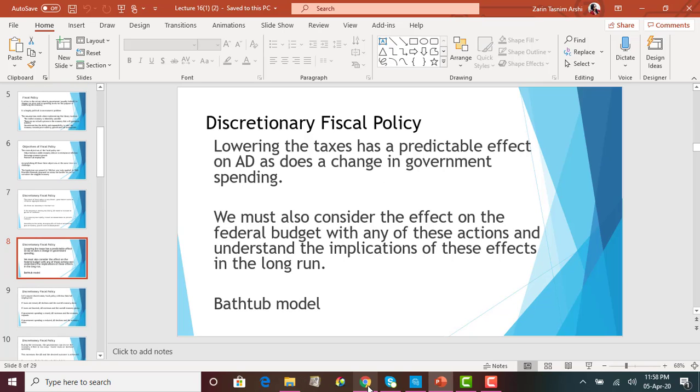Now, if the economy is going through a recession, then the government can do two things. They can lower taxes or they can increase government spending. Again, if the economy is going through a recession, the government needs to increase spending or decrease taxes.